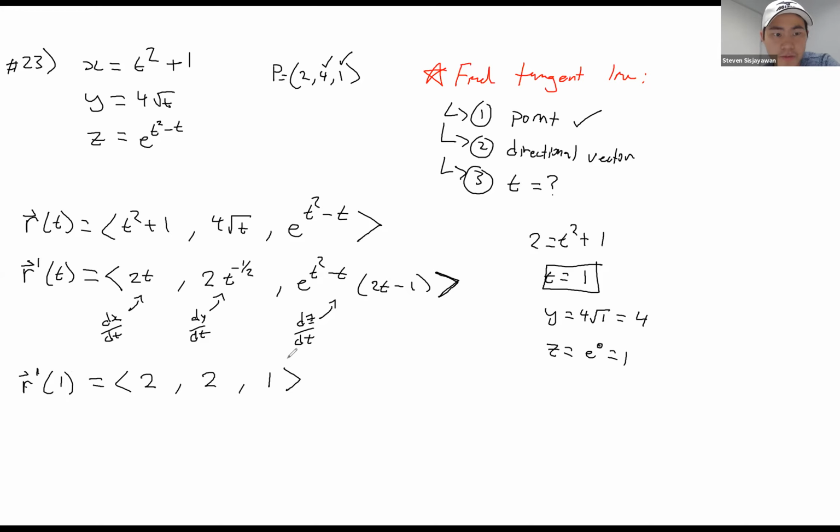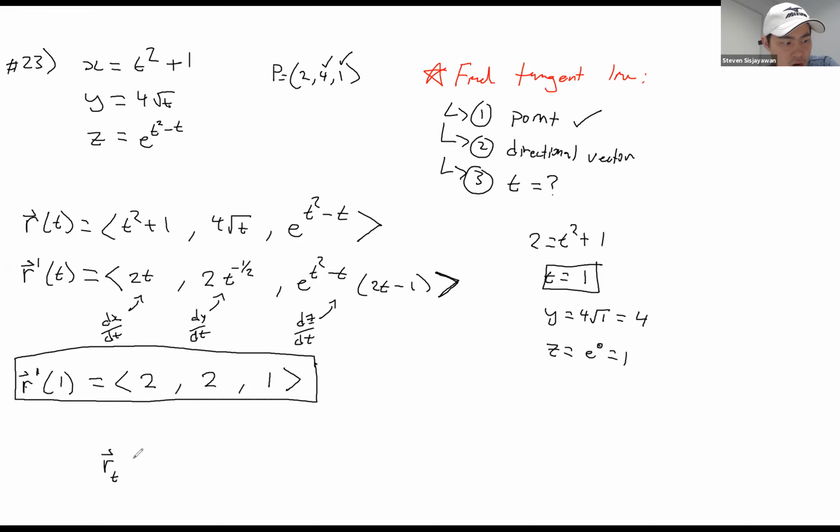Yeah, 2, 2, 1. All right, so this is basically a directional vector at that point for the tangent line. And so, let me highlight all the important aspects for forming the tangent line. So let's say I'm trying to form a tangent line. Let me represent it as r of t. This is representing my tangent line.